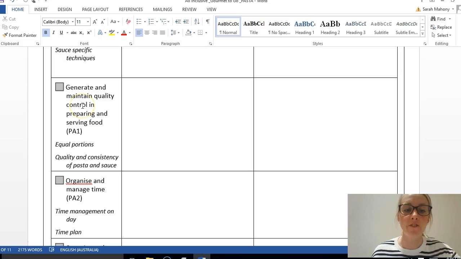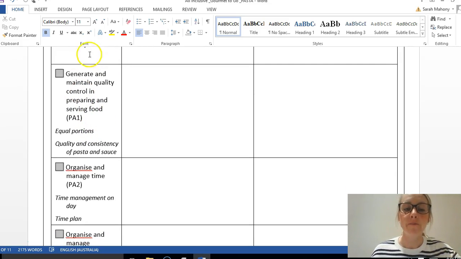Generate and maintain quality control in preparing and serving food. Now this one's really important because we were actually serving 4 equal portions, or if you're in a group of 3, 6 equal portions. So it's very important to talk about how you achieved that. Was that done by measuring in a particular way, by weight or by cups of sauce? How did you ensure they all had the same amount of cherry tomatoes, for example? There's nothing worse than receiving a dish that you've paid the same as the other person for and getting half as much chicken or meat in your pasta than they did.